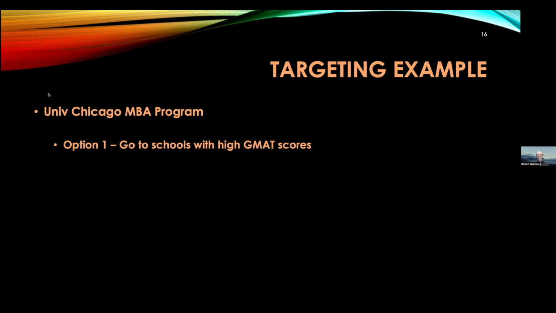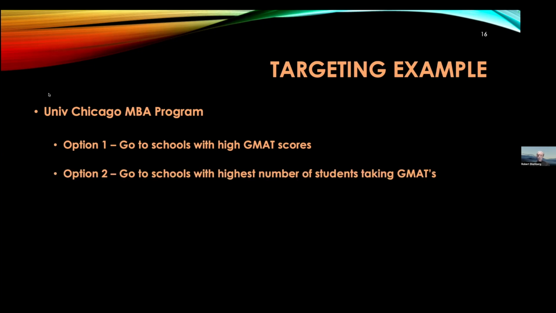I'll call it that. So his strategy, his target segments that he went after were schools with high GMAT scores. And so he felt that if we went after schools with high GMAT scores, this was ideal for the kinds of students that the University of Chicago wanted to attract.